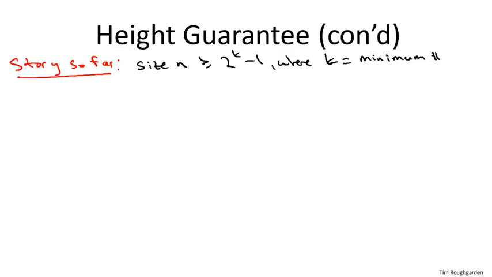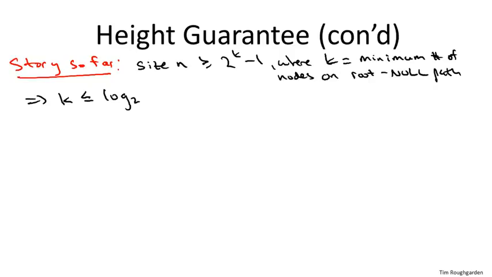So let's rewrite this a little bit, and let's actually say, instead of having a lower bound on n in terms of k, let's have an upper bound on k in terms of n. So the length of every root null path, the minimum length of every root null path, is bounded above by log base 2 of quantity n plus 1. This is just adding 1 to both sides and taking the logarithm base 2. So what? What does this buy us?